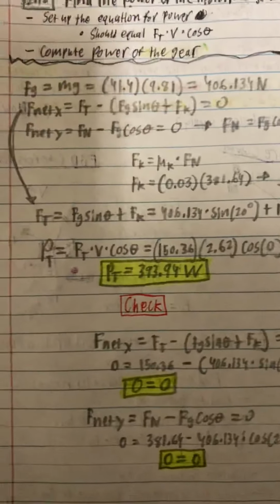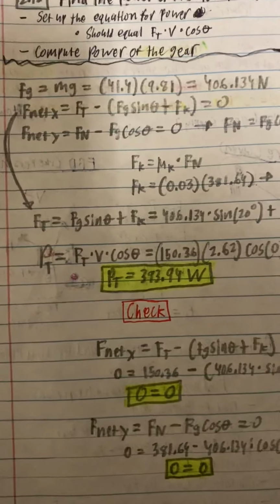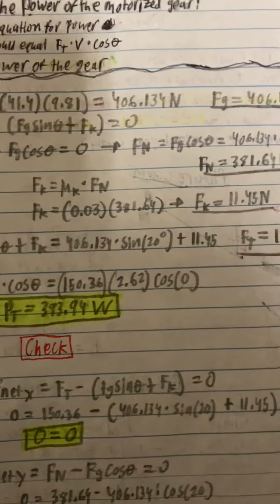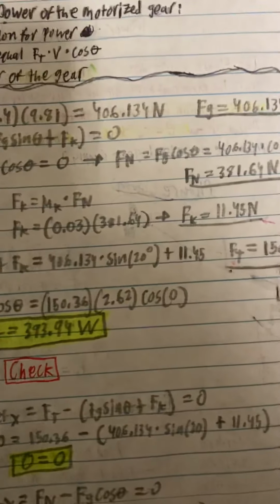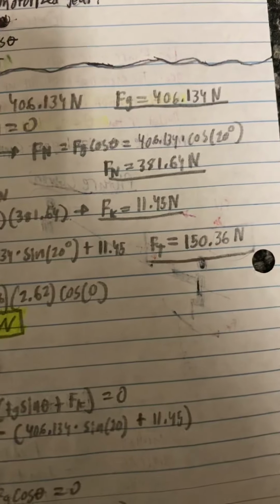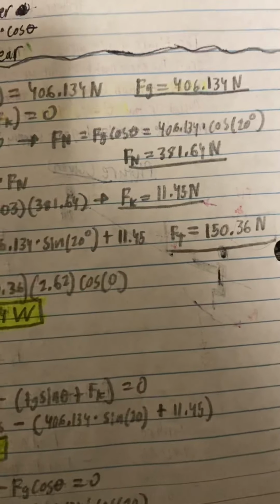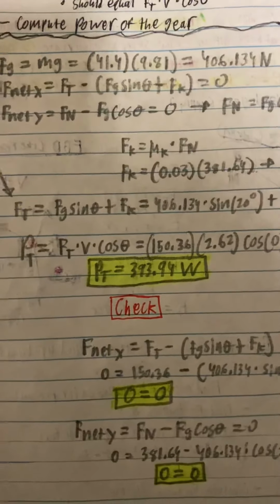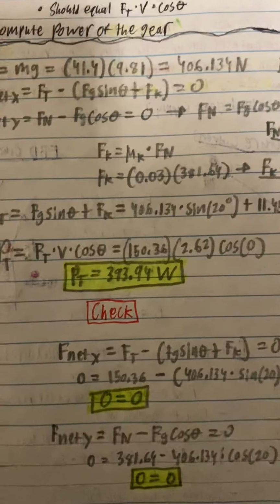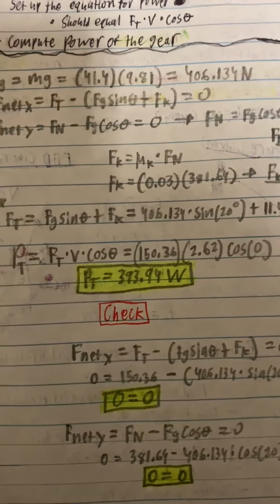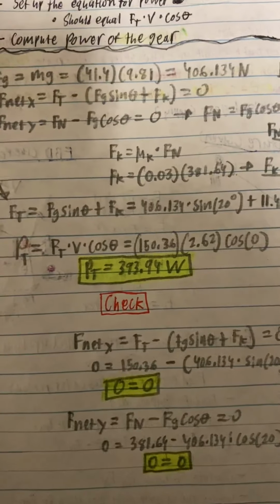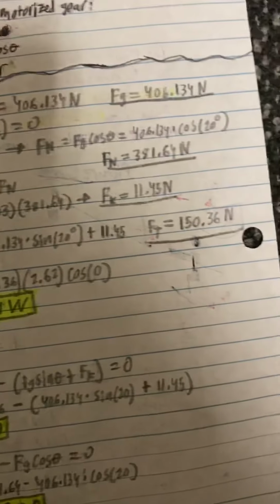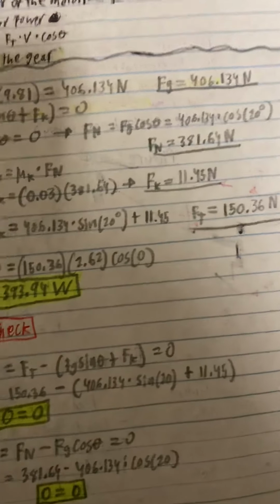Since the y component of the net force is equal to 0, we set the normal force equal to the force of gravity times cosine of theta. In this case, we'll get 381.64 newtons. Okay. Then we plug this normal force value in for the kinetic friction, multiply 381.64 times 0.03, and we should get 11.45 newtons. All right, so we have all three of those forces. Now we just need the force of tension.